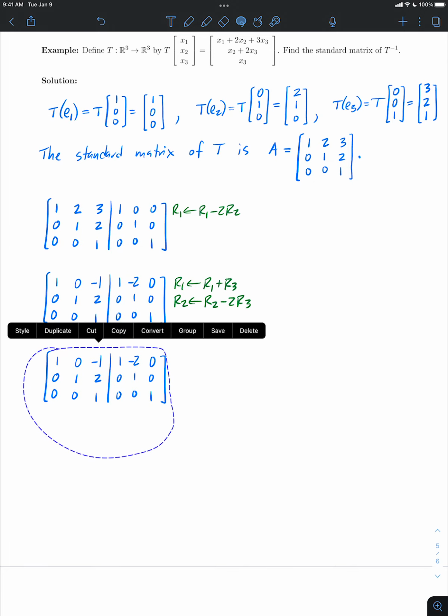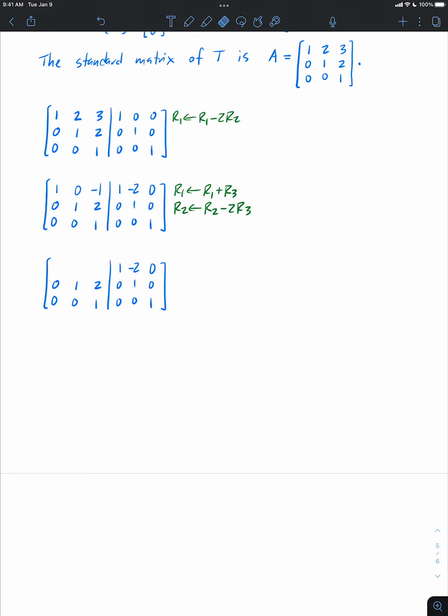So what's going to change is row 1 and row 2. And what's going to happen to row 1? If we add row 3 to row 1, we're going to get 1, 0, 0 over here, and then 1, negative 2, positive 1 there. And then for our second row, we're going to subtract row 3 twice. So we'll have 0, 1, 0, and then 0, 1, negative 2.